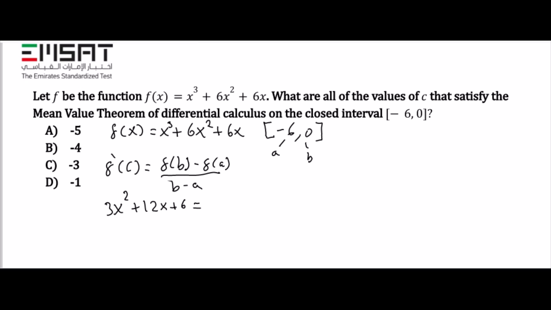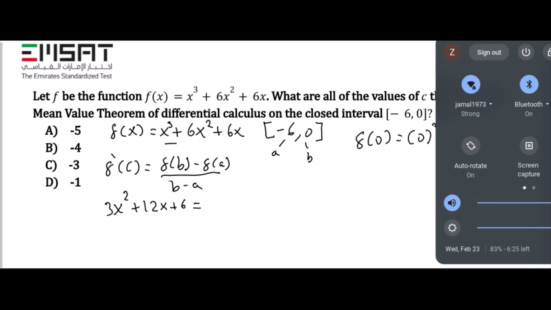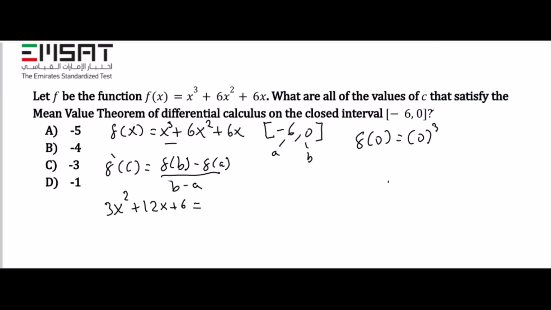To get f of b, we substitute 0 into the main function. So f of 0 equals, in brackets, 0 to the power of 3 plus 6 in brackets 0 squared plus 6 in brackets 0, which will give us an answer of 0.